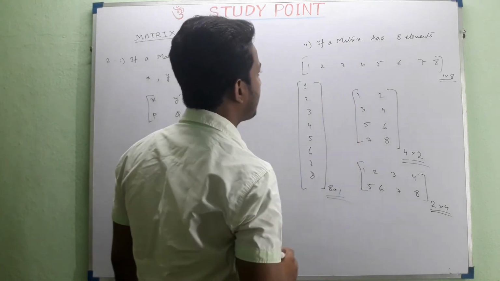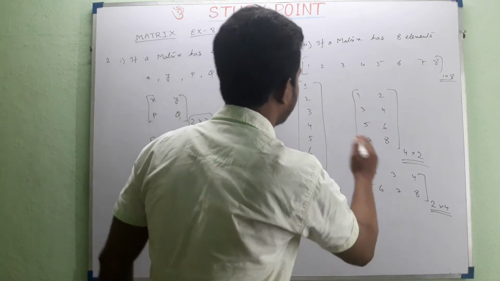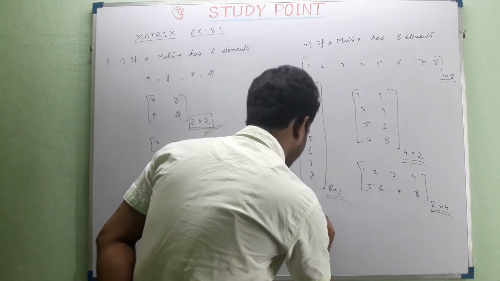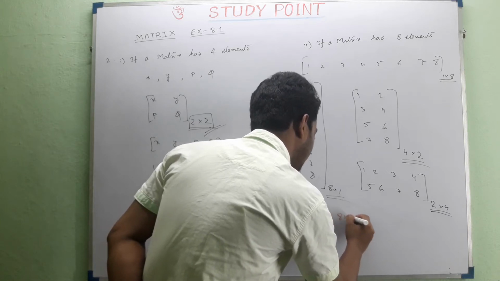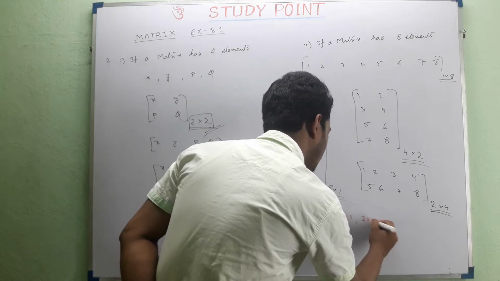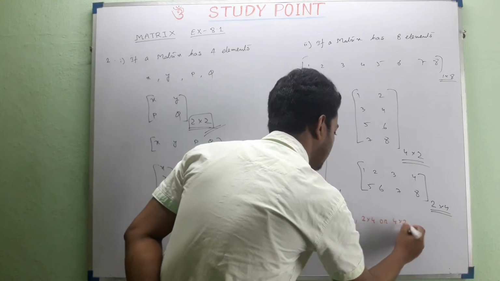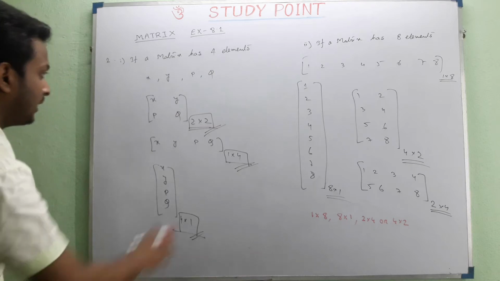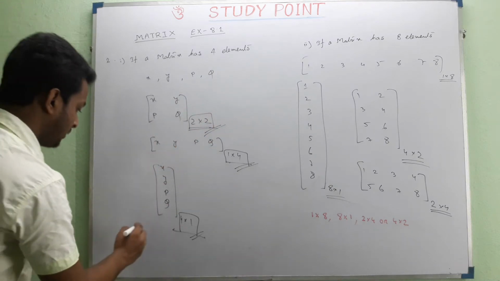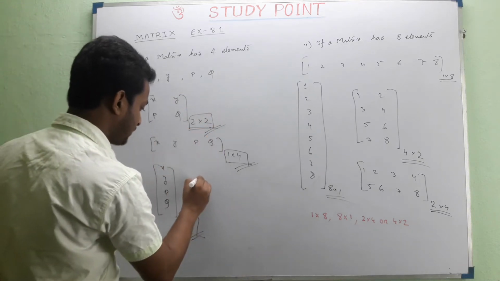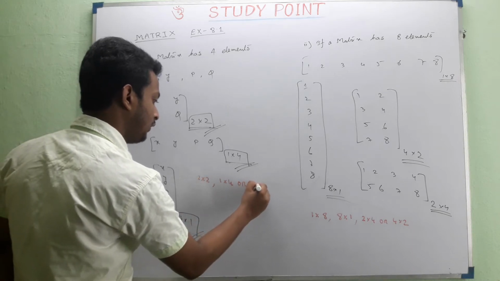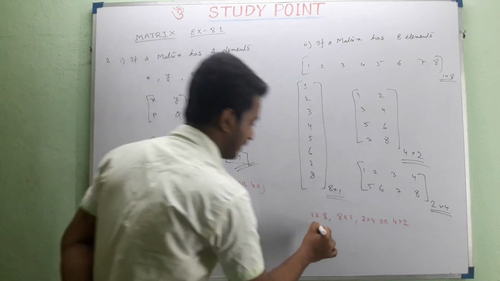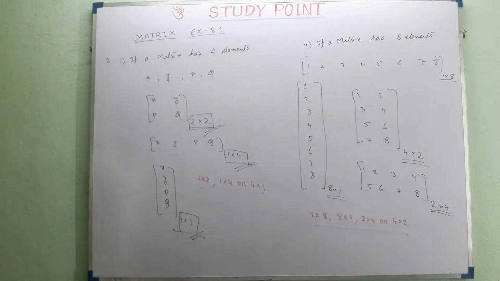What is the possible number of order of this matrix which will contain 8 elements? The possible order of this matrix will be 1 by 8, 8 by 1, 2 by 4 or 4 by 2. This is the answer of the second part, and the answer of the first part will be the possible order of the matrix 2 by 2, 1 by 4 or 4 by 1. So these are going to be the answer of question number 2, part 1 and 2.